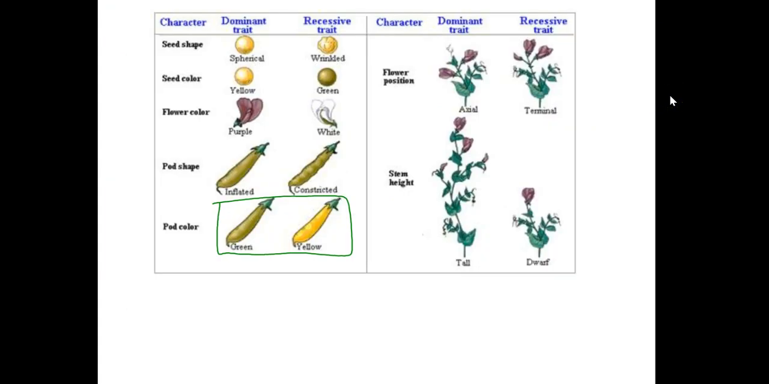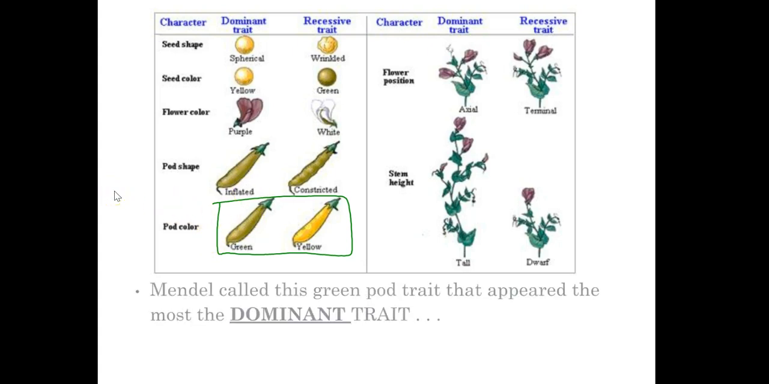Let's look at this chart of some of the characteristics and their traits that Mendel studied. One of them he really concentrated on was the pod color. He noticed that most of the time pea pod plants are green. I mean, think about the ones you eat and get at the grocery store. They're green, right? Well, he found out that the green ones happened more often and gave them the term of being the dominant trait. The pea pod trait that appeared the most often was called dominant.